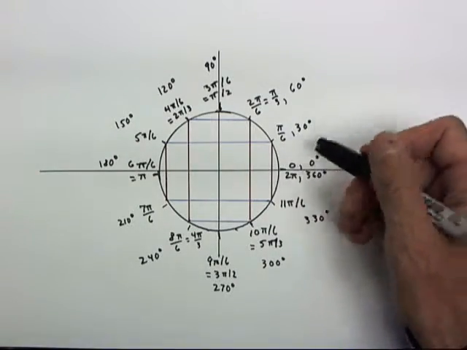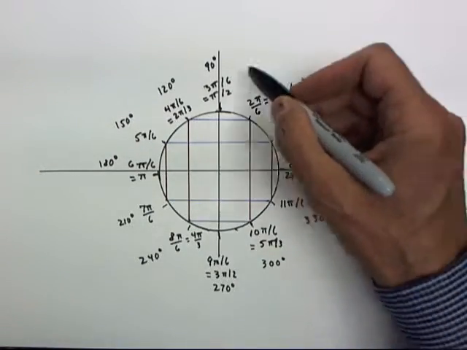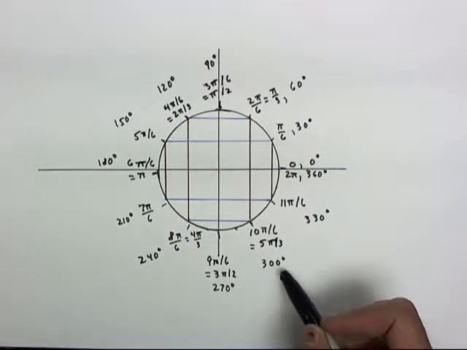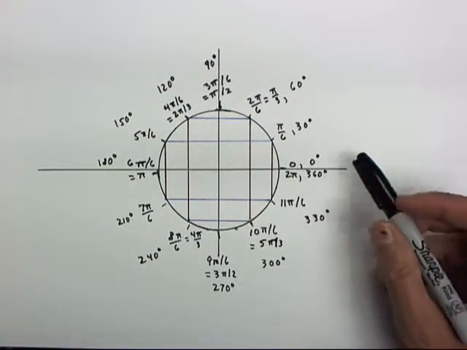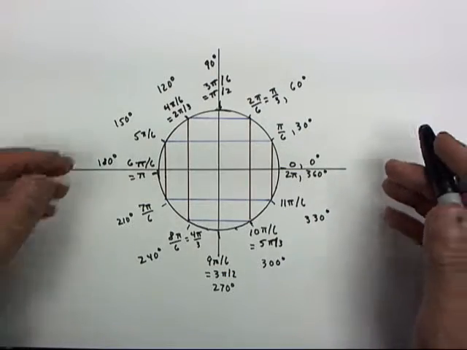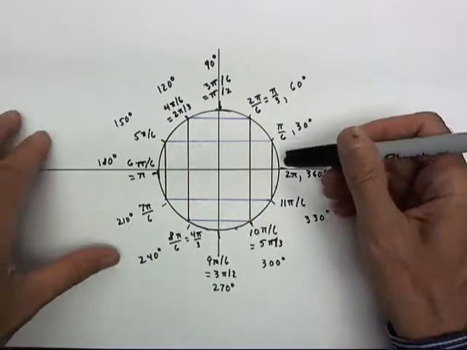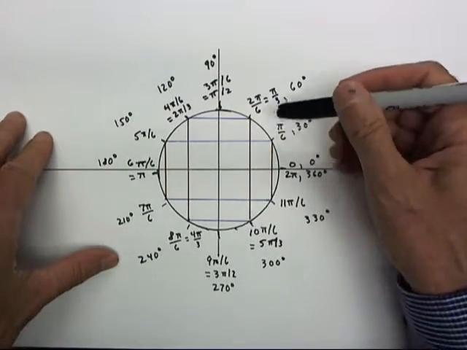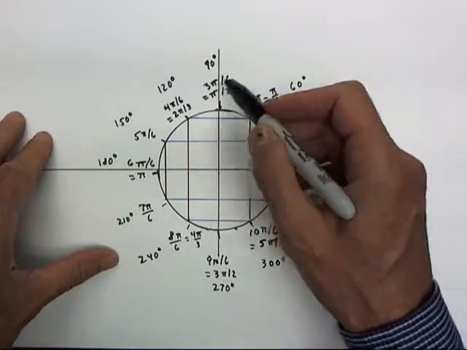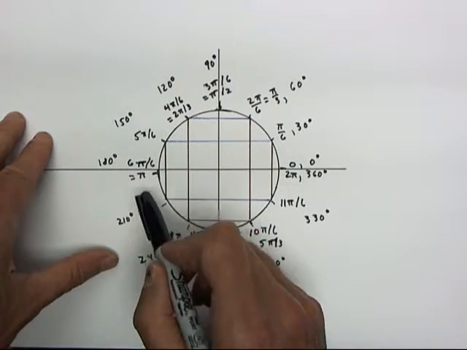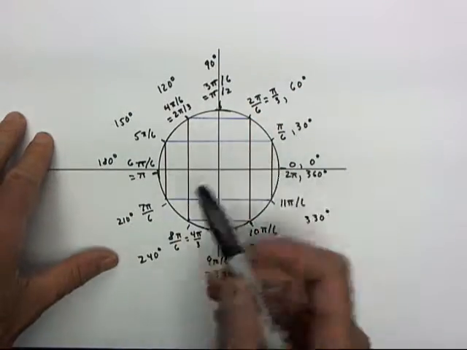The angles: 30, 60, 90, 120, 150, 180, 210, 240, 270, 300, 330, 360 degrees. In each case, there's degrees on those angles. Okay, or pi over 6, 2 pi over 6, 3 pi over 6, 4 pi over 6, 5 pi over 6, 6 pi over 6. It's getting monotonous, I know.